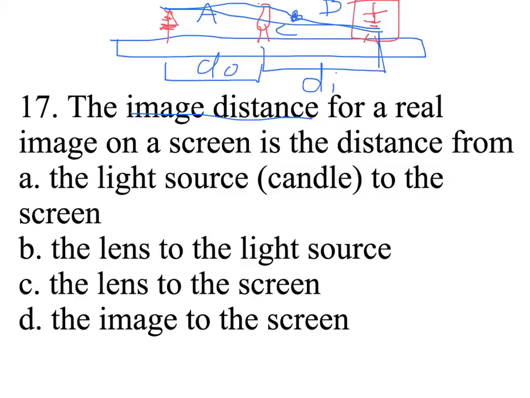And then we have up here is F. That's the focal length, the distance to the focal point. And we would also have things like height of the image and height of the object in there as well. But the correct answer is for the image distance, it's the lens to the screen.